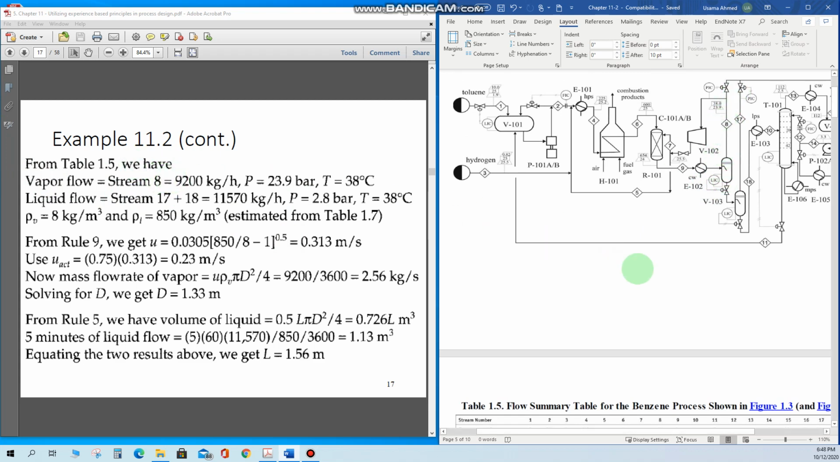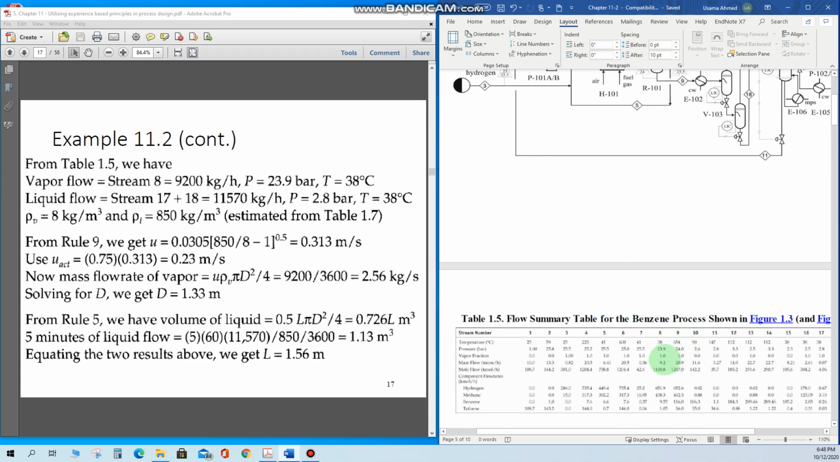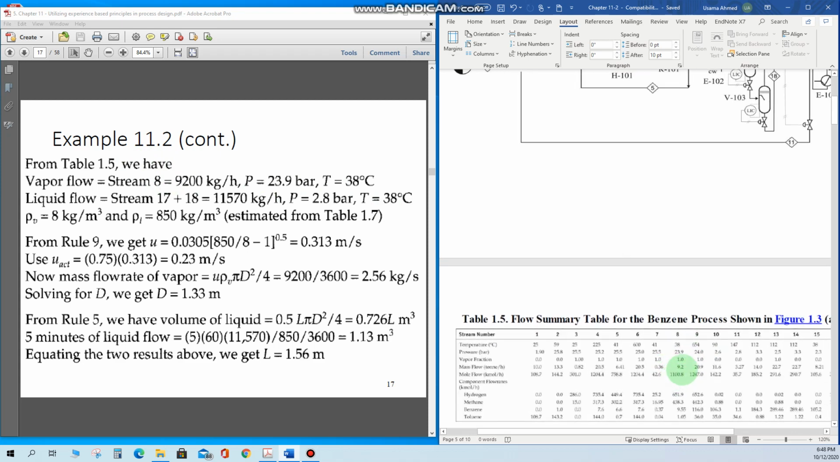So you can see the table here, stream number 8, you would find the value for the mass flow rate 9.2 tons per hour. So you can convert this one into kg per hour, that will make 9200 kg per hour. The pressure is given here, and then the temperature is also given here.